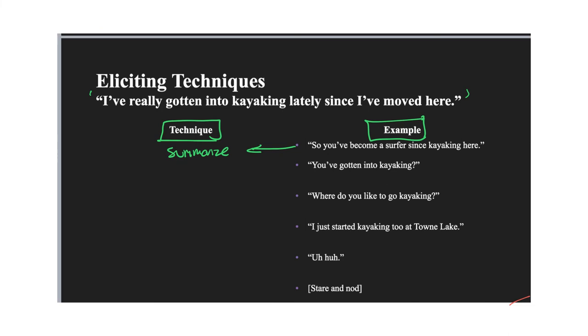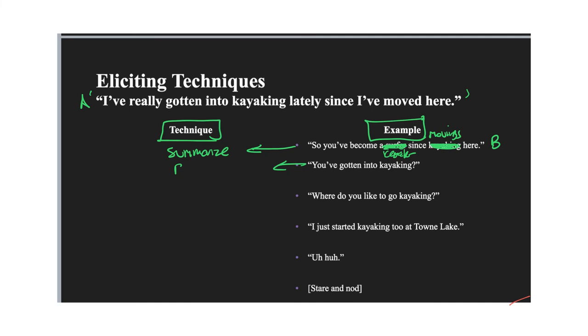Call it Town Lake. All right, so you summarize it like, so you've become a kayaker since becoming, actually that should be kayak. That's a weird question. We'll put kayaker there. Okay, so summarizing. So you've become a kayaker since kayaking here, okay? You're basically summarizing. Actually, I messed up this slide. Whoa, gotta do a grammar check. That sounded so weird. Okay, so you've become a kayaker since moving here. Yeah, that's really what that should have said. So let's say person A says, I've gotten really into kayaking since moving here. Summarizing would simply be repeating what they said in your own words. You just summarize the statement. Another way you could rephrase it is, you've gotten into kayaking.